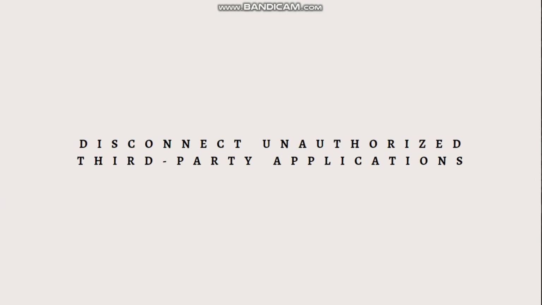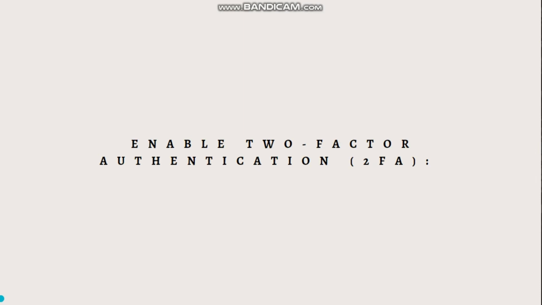Next is you need to enable two-factor authentication. So implementing two-factor authentication adds an extra layer of security to your Instagram account. Enable 2FA by going to your Instagram account settings, selecting security, and then following the prompts to set it up. This will require you to enter a verification code sent to your mobile device whenever you log in to your Instagram account.